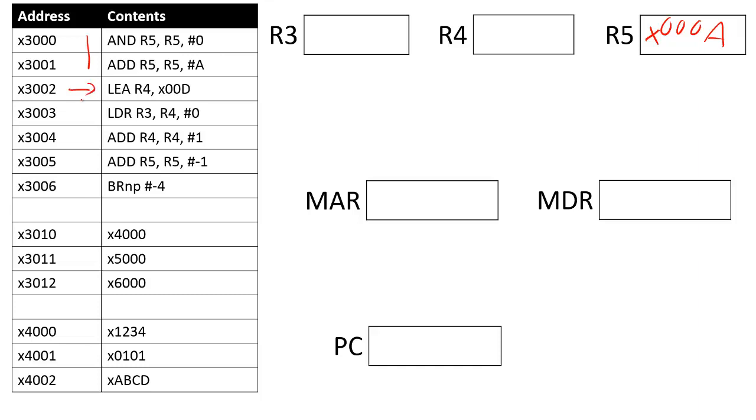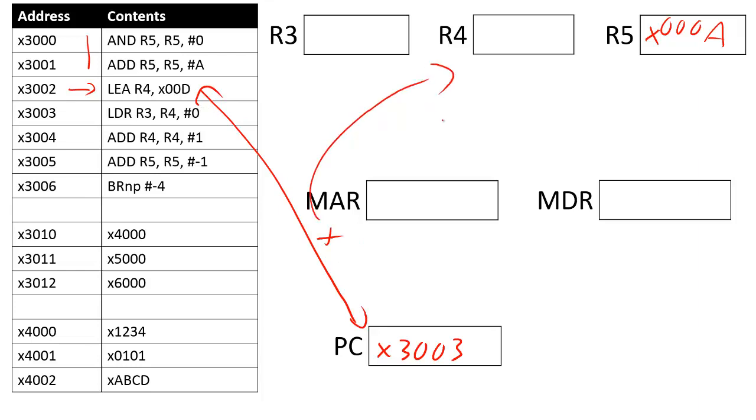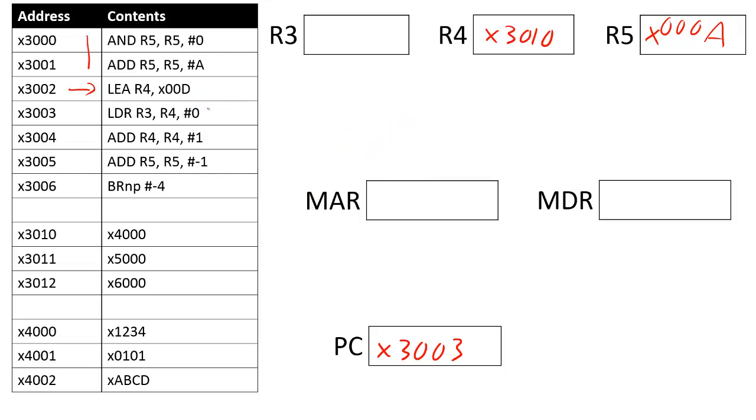Then the load effective address basically looks at the program counter. This command is stored at x3002. After I fetch it, the program counter increments to x3003. Then what I'm going to do is add these two together and store that into R4. So x00D plus x3003 is x3010. And what that does for us is tell us that this is the top of the array.